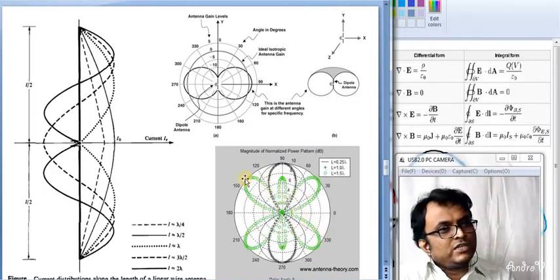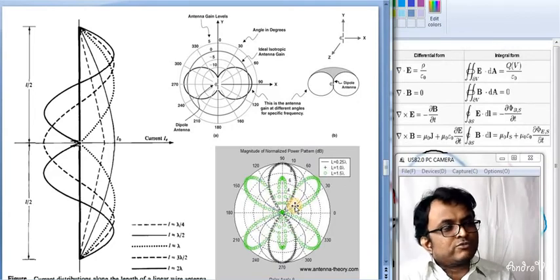Multiple lobes means different directions, so directivity is definitely going to increase, though the beam width is less. But as the beam is radiated in different directions, the power is also radiated in different directions. So as a whole, if you take the integration of the Poynting vector over the total radiation pattern, your total beam width may not be good enough, so directivity may not be good enough. So a length of 1.5 lambda is also not acceptable here.